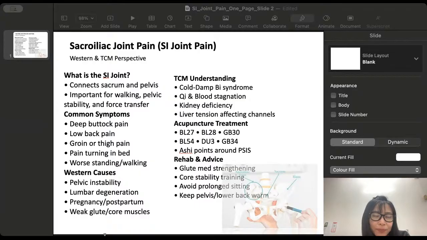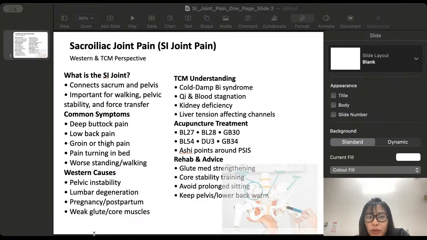Okay, let's start. So what is the sacroiliac joint? We call it SI joint. It's a joint between the sacrum and the ilium of the pelvis. In simple words, it connects the spine to the pelvis. Many people think this joint doesn't move much. Actually, it moves only a little bit, but it is extremely important.